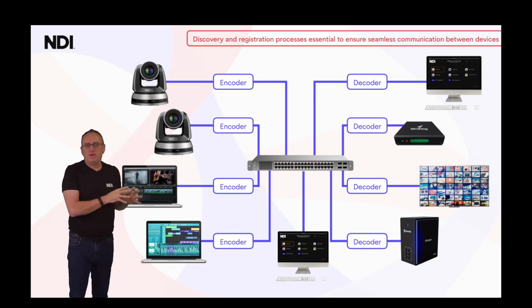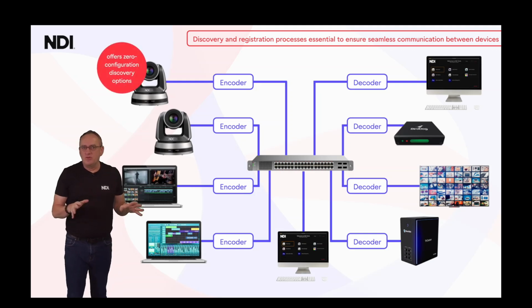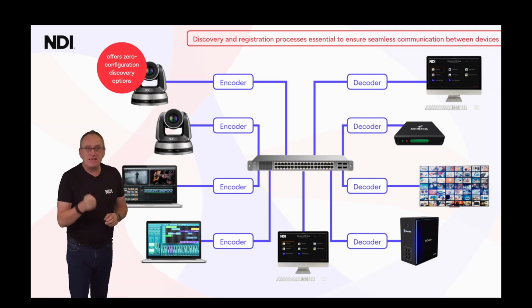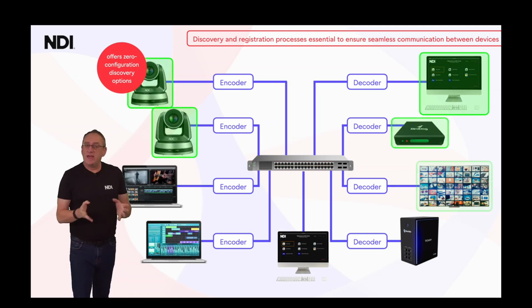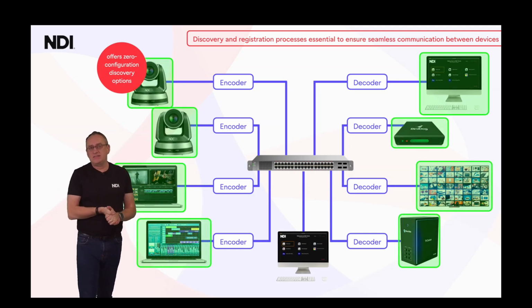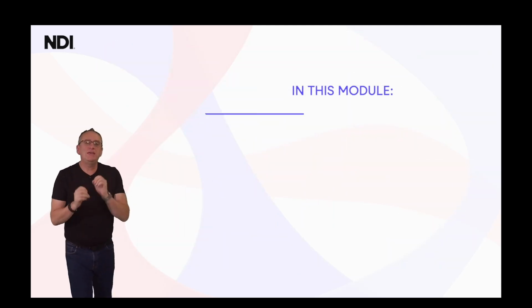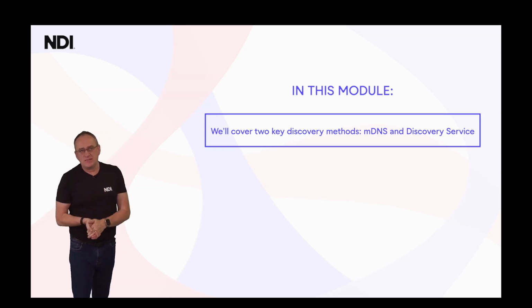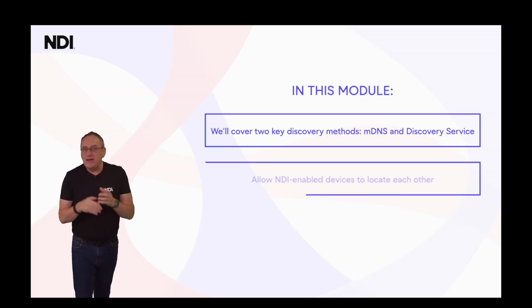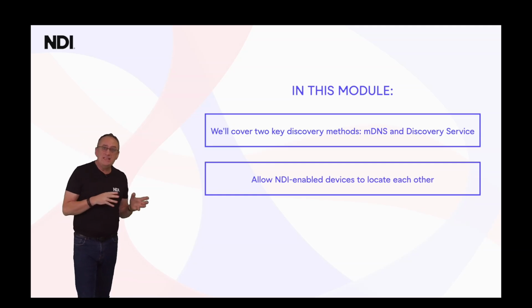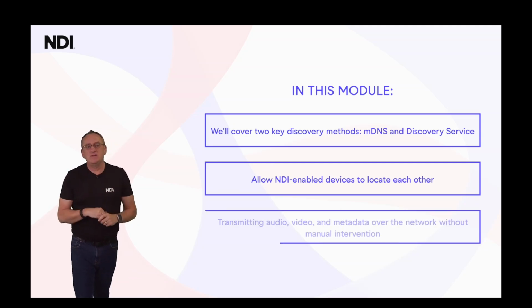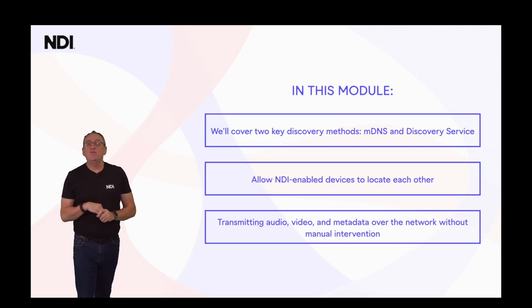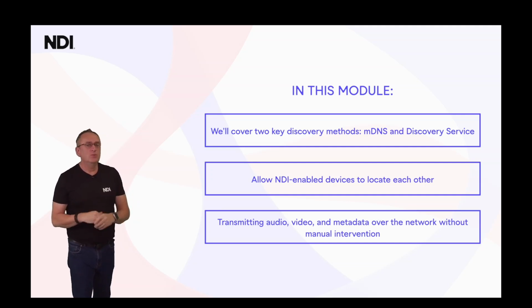NDI simplifies this by offering zero configuration discovery options, which means that devices automatically identify each other without requiring complex network setup. So in this module, we're going to cover the two key discovery methods, mDNS and Discovery Service. These mechanisms allow NDI-enabled devices to locate each other and begin transmitting audio, video, and metadata over the network without manual intervention.